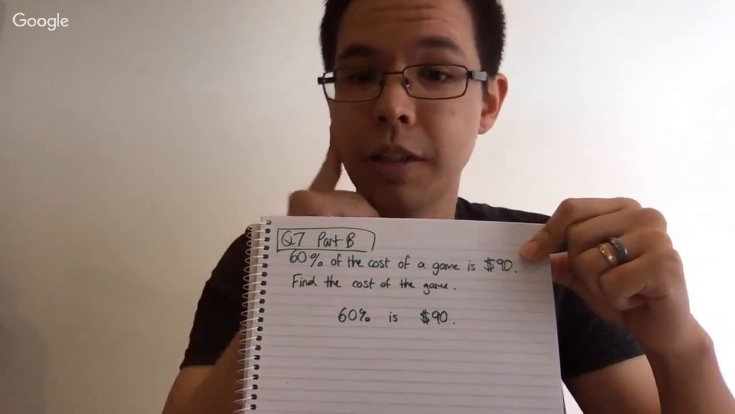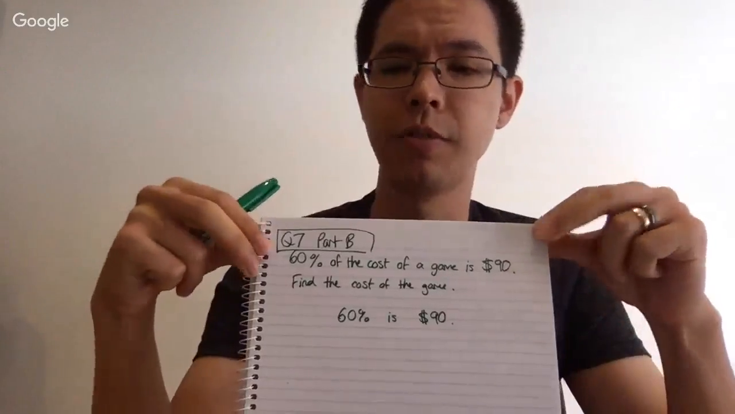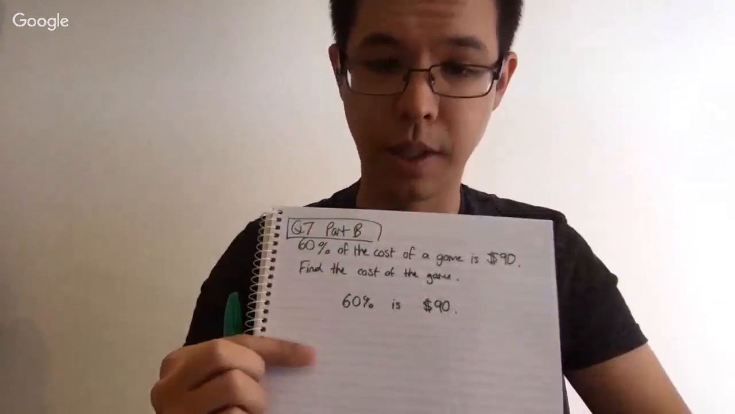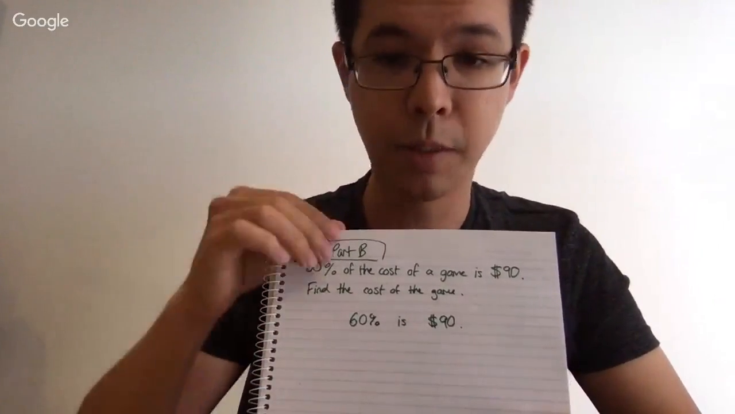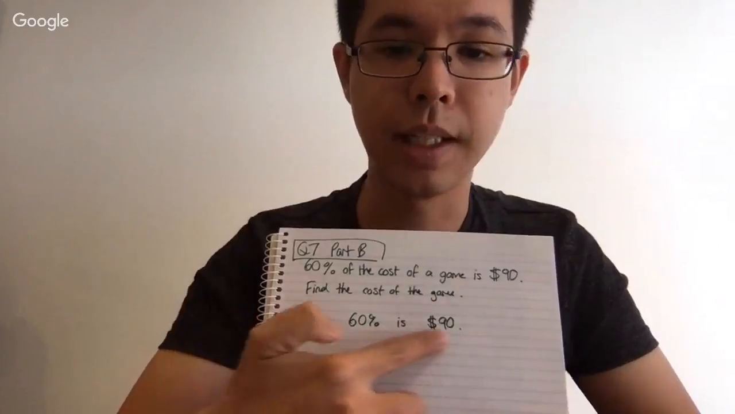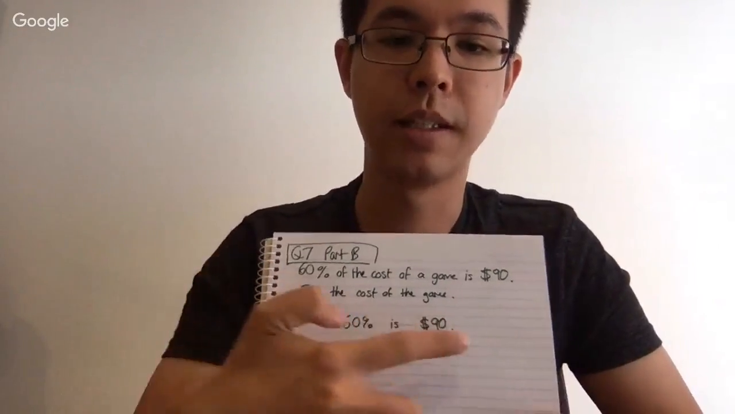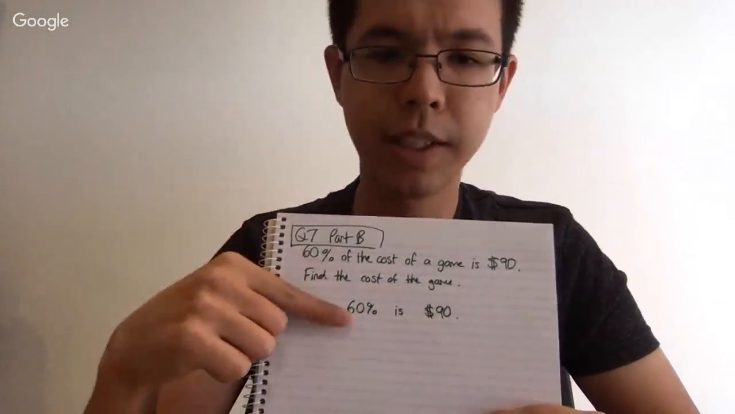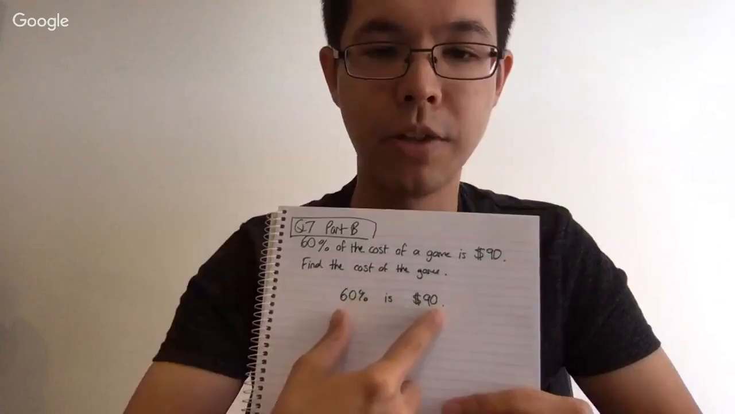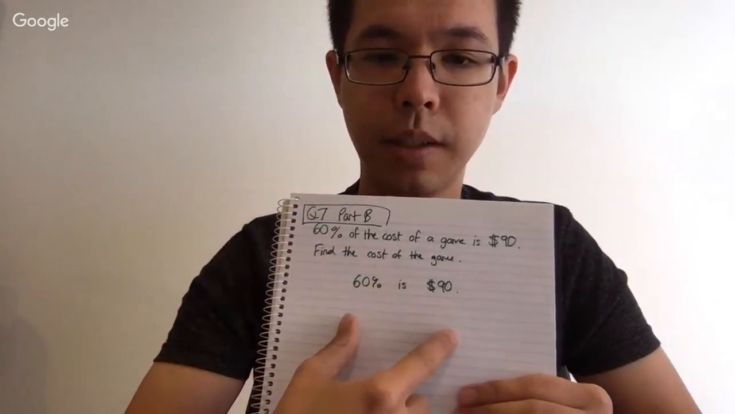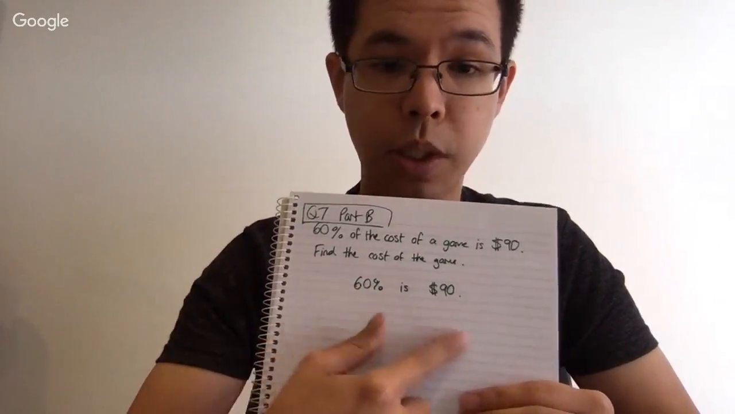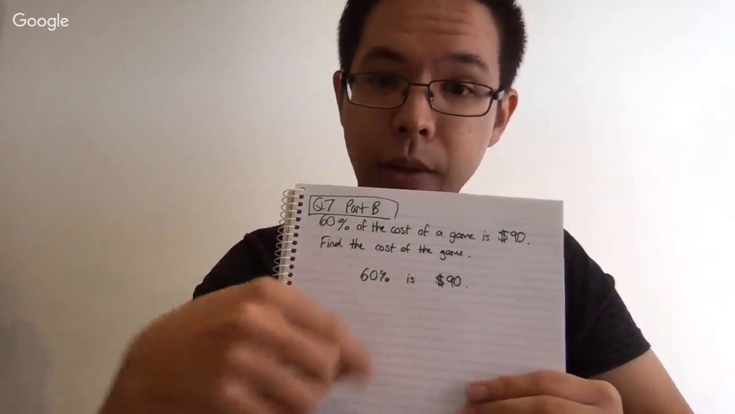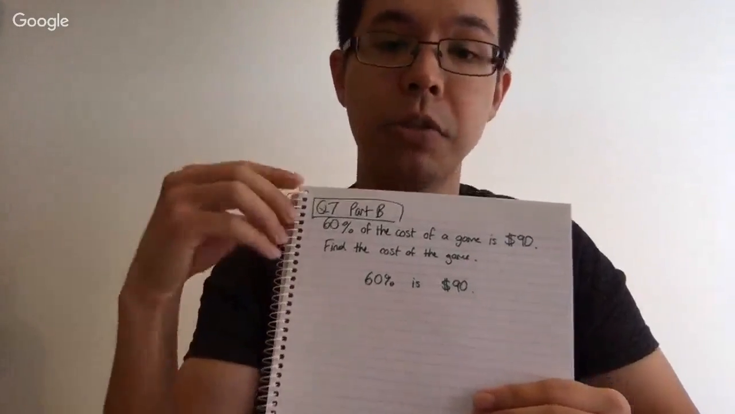I could solve it using algebra methods, but for us in year 7, we don't have algebra yet. So I have to think of another way. The solution I was thinking of is to summarize this information like this: 60% is $90, almost like this is equivalent to that. If I can scale this relationship down a little bit to, let's say, 20%, how much is 20% in dollars? Then I can easily multiply 20% all the way up to 100%, and that would reflect the original cost.